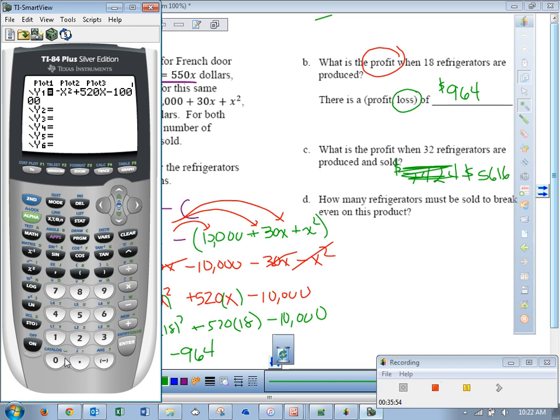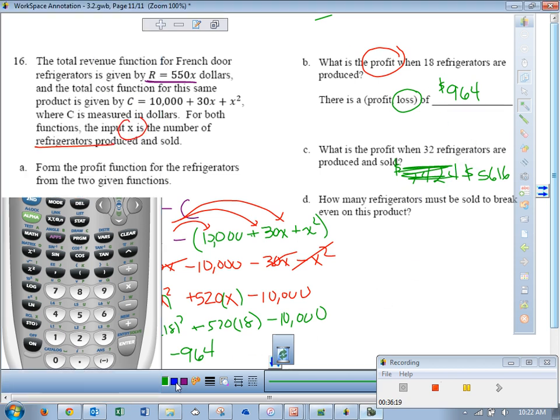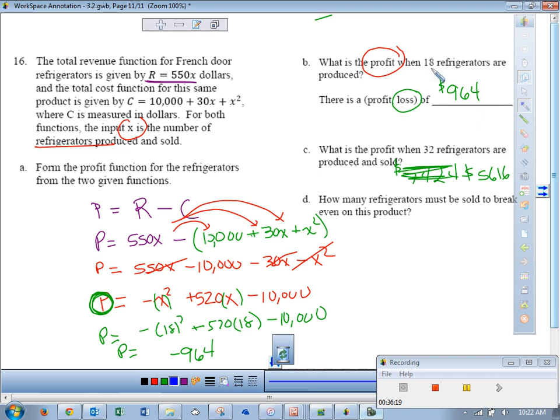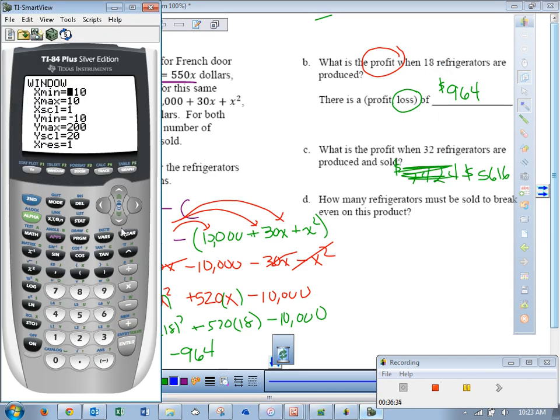Yep. The worst part about this, though, is you got to find the right window because you can't calculate things if they're not in the window. So let's see if we can figure this out. Didn't we have a loss at 18 refrigerators and we had a profit at 32 refrigerators, correct? So somewhere between 18 and 32 on the x-axis is where it will cross it because we had a negative number here, we had a positive number here. So if I go to my window, my x-axis has to go probably up to, let's just go to 32, right? You know at 32 you had a profit, correct? And at 18 you had a loss.